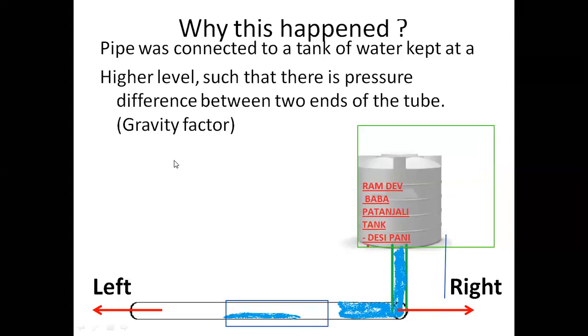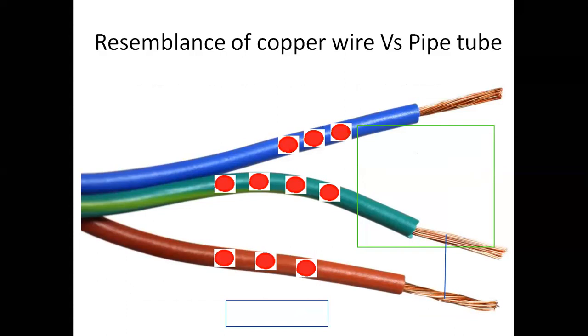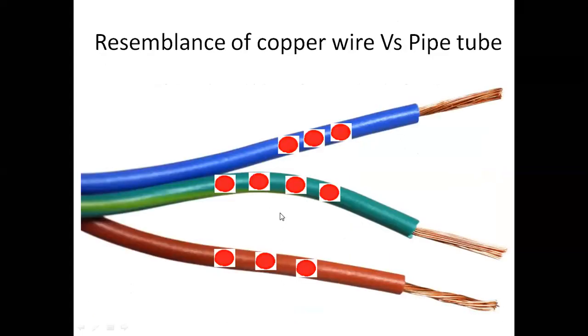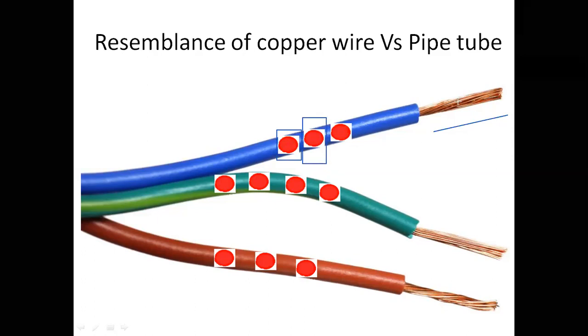Now focus on the next concept. We will be using the same logic to understand the new things. Imagine the same situation. In this case, you had a tube with some water, connected to our Ramdev water tank. Now imagine the tube as our copper wire. This copper wire is nothing but your water tube. In the water tube you had water, but in our copper wire there are electrons. These red circles are nothing but your electrons. So this is your copper wire, and these are the electrons present in it.